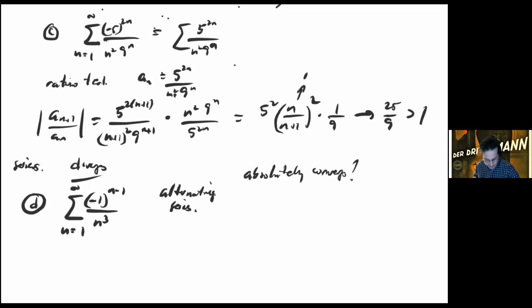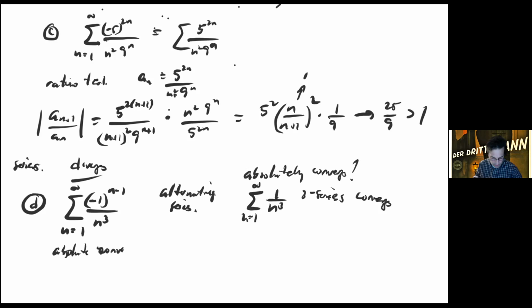We take the series of absolute values, 1 over n cubed, and goes from 1 to infinity. And this is the 3 series, which we know converges. So the series here absolutely converges. Okay, and by the way, if it absolutely converges, we know that it converges as well. That's one of the properties of absolute convergence.